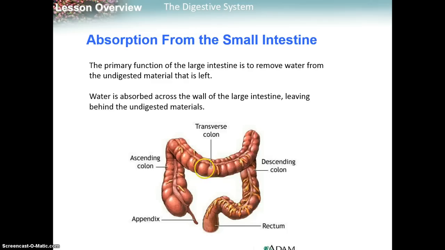So the whole point of your large intestine, or your colon, is to remove extra water from your undigested material. So you want to reabsorb that water that you have in that chyme that was not digested. So water is absorbed across the large intestine wall, and it leaves behind all the undigested fiber, cellulose material.